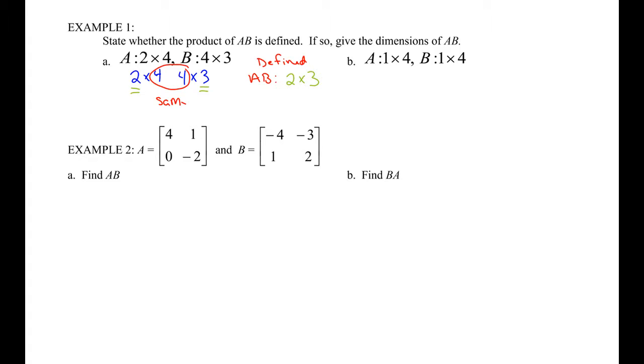So then, if I look at example 1b, now I have a 1 by 4 matrix and another 1 by 4 matrix. The inside numbers are not the same, so this is not defined.